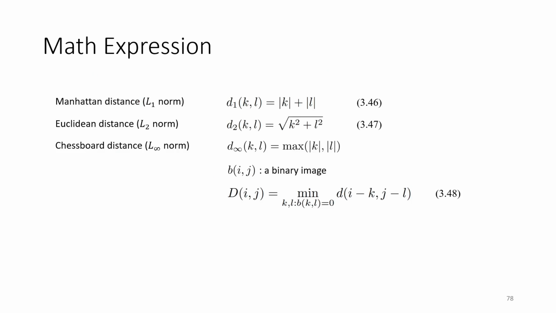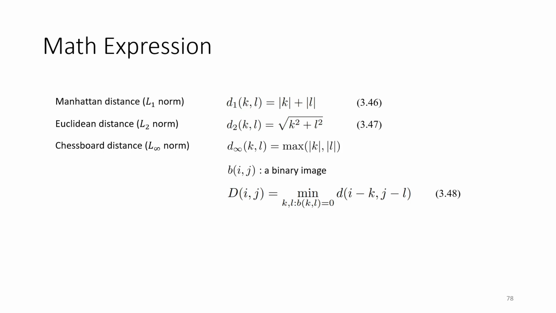The distance transform mathematical expressions look like that. So how do we calculate distance? The most intuitive metric is the Euclidean distance, right? The Euclidean distance means, suppose we have the values k and l, then it is k squared plus l squared, and take the square root. However, there is another distance called Manhattan distance, or the L1 norm distance.